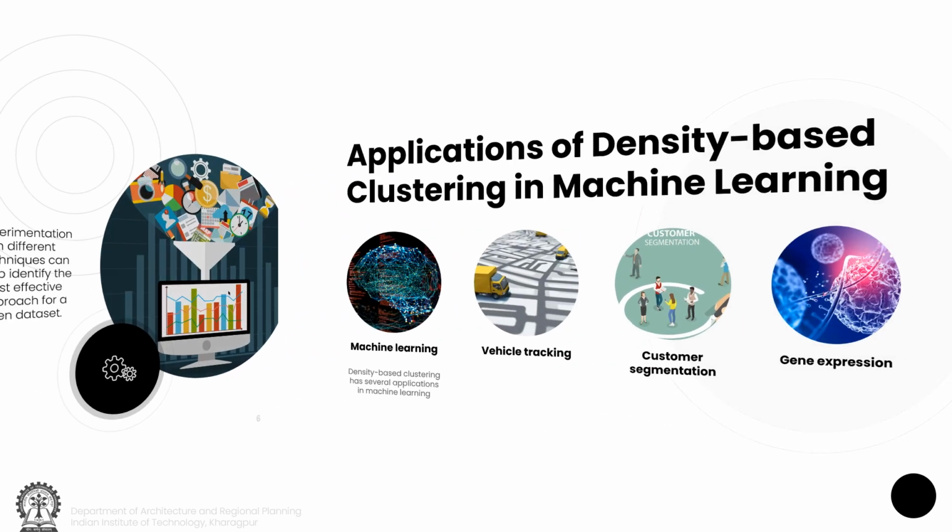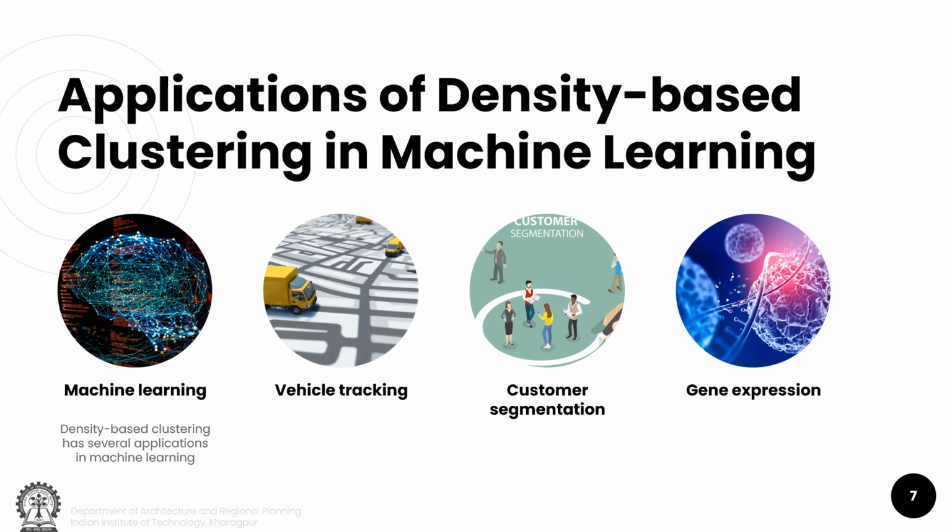Density-based clustering has several applications in machine learning. One of the most common applications is image segmentation, which involves partitioning an image into multiple regions or objects. Density-based clustering algorithms, such as DBSCAN, are effective for segmenting images because they can detect clusters of different shapes and sizes.